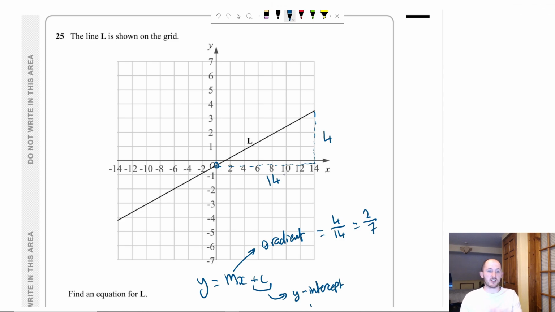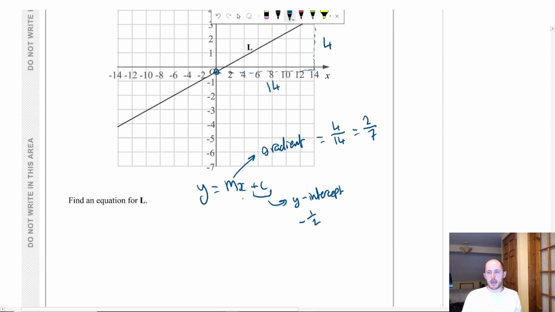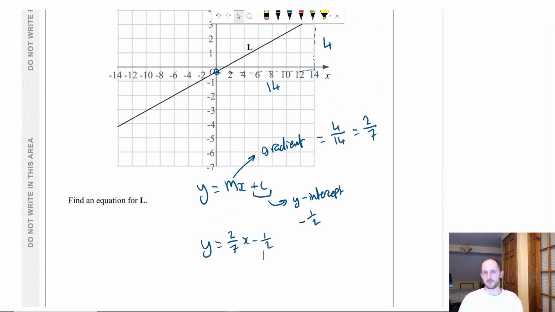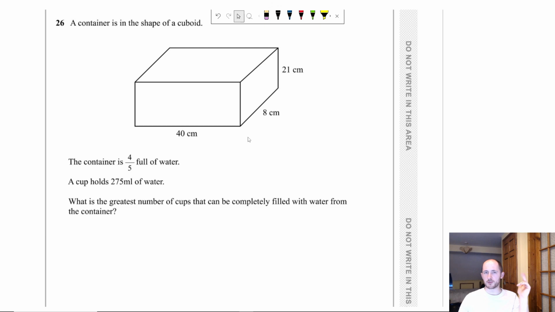Again, it's a calculator test, so you could just put it on a calculator and it does it for you. And then we're done. 2 over 7x minus 1/2. Not too bad, I hope. You get 3 marks for it, which is pretty good. Question 26, we have another geometry question, everyone's favourite.